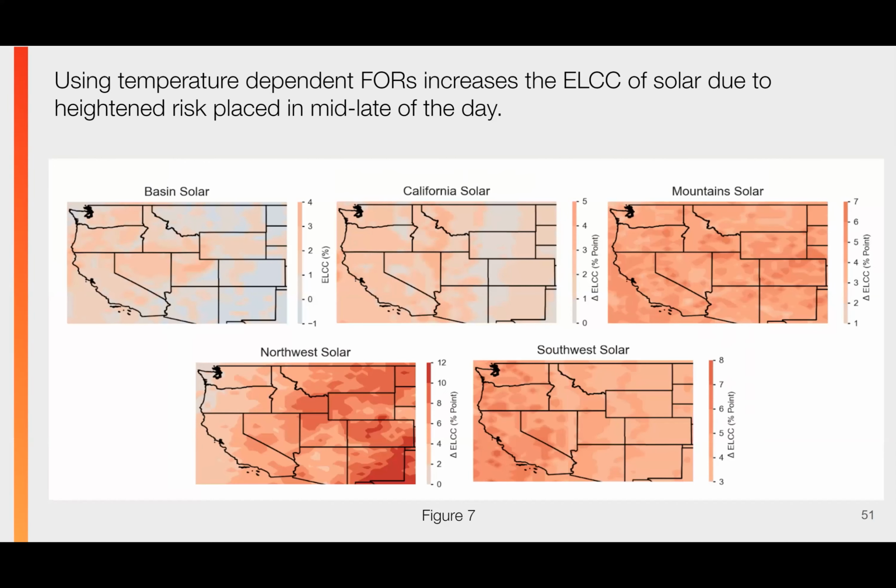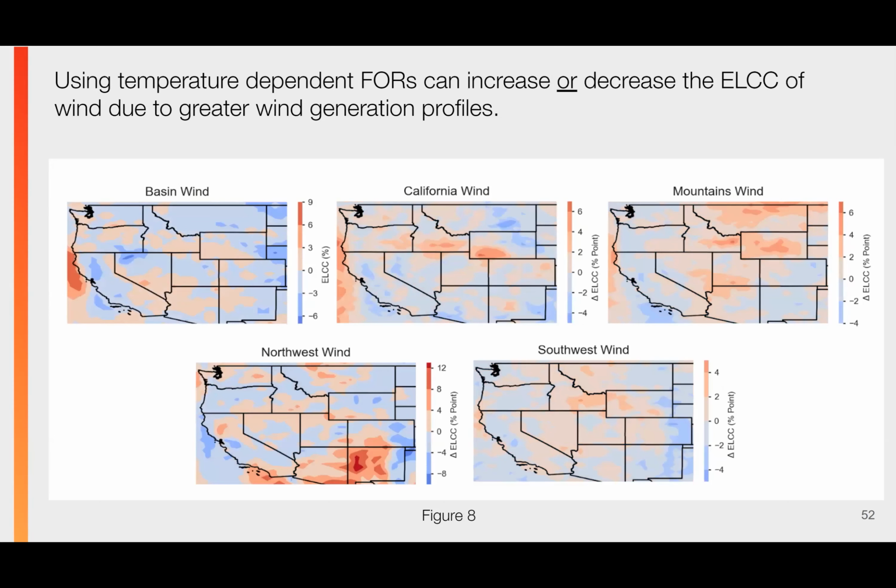As you can see from these images, Basin still doesn't really get up to the same levels as the Northwest, and that's just due to the load generator matching pairs. With wind, it's not as consistent. You're actually seeing decreases in cases, and that's just due to the wind generation profiles not overlapping with that heightened risk time period. However, in certain cases, you do actually see an increase similar to solar, such as in the Northwest there.